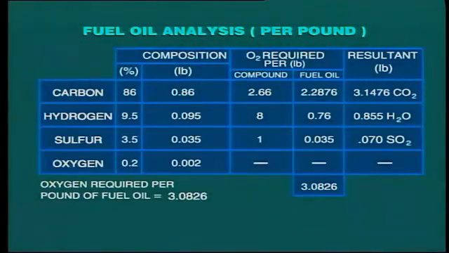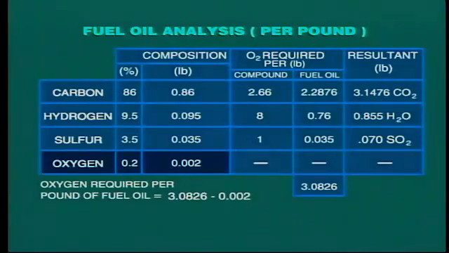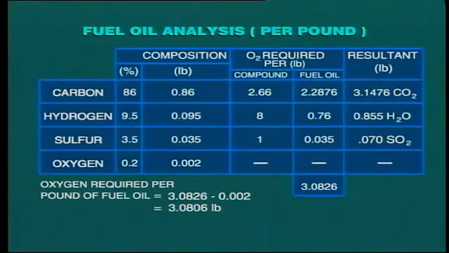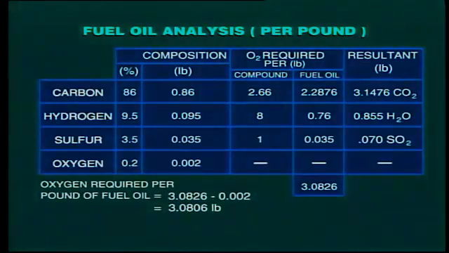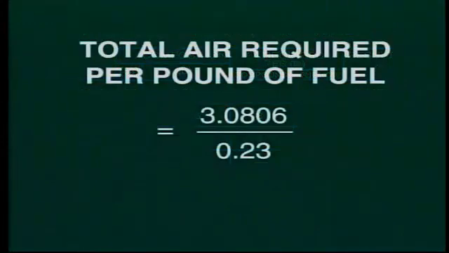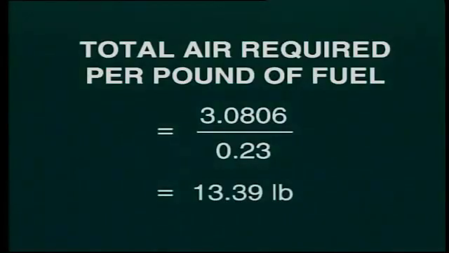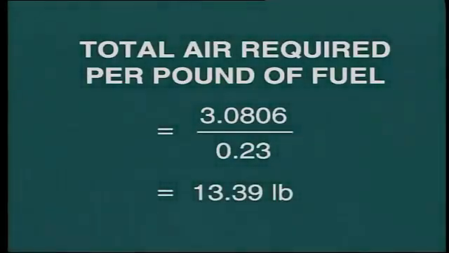So summing up the total oxygen requirement, we find this comes to 3.0826 pounds. But look, there is already a small quantity of oxygen contained in this fuel, that is 0.002 pounds. So we need to provide less, that is 3.0806 pounds. As we mentioned before, the oxygen is contained in atmospheric air. So the total theoretical quantity of combustion air that must be provided is equal to 3.0806 divided by 0.23. And this equals 13.39 pounds of air for each pound of fuel burned.